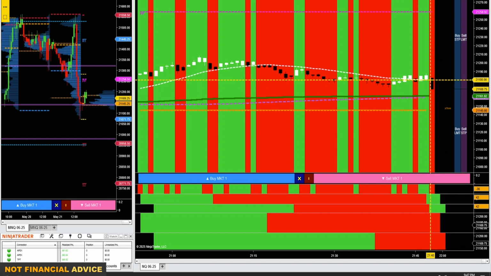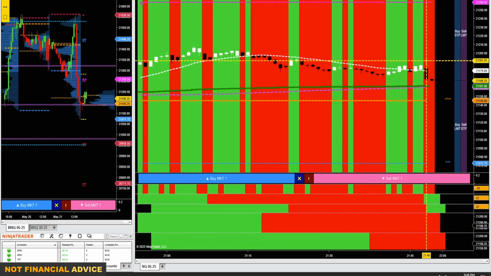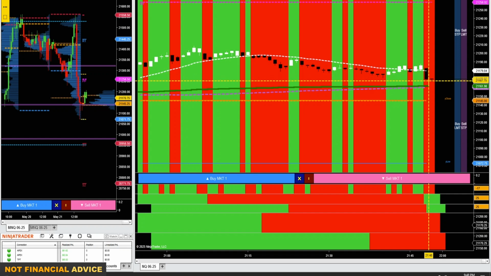Just got into another short. We were red on the higher time frames on the HEIKIN ASHI. The 1 minute HEIKIN ASHI started turning red. We started pulling below the 20 SMA. Got into another short there.